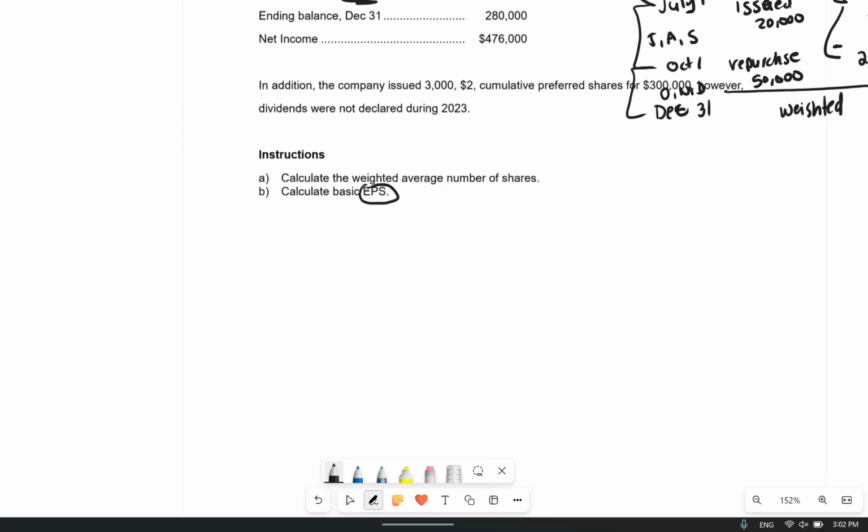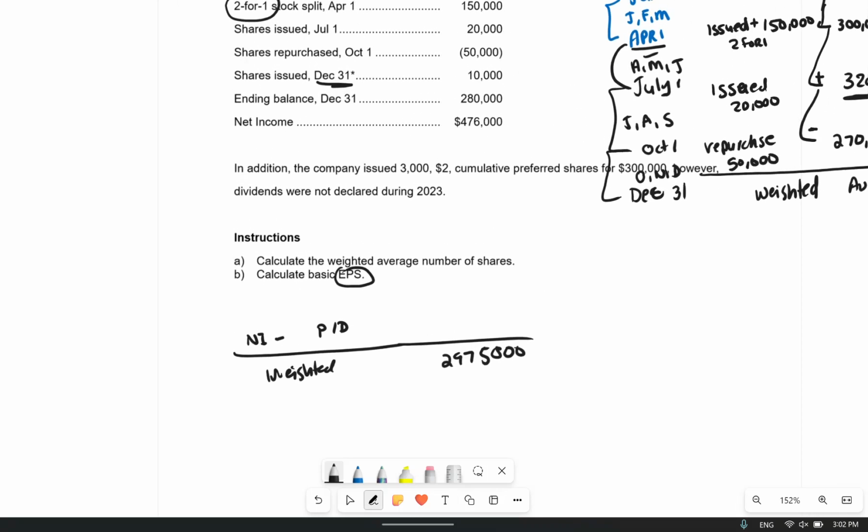Going further, we needed to calculate the earnings per share. My earnings per share formula is net income minus your preferred dividend divided by weighted shares outstanding. We just calculated the weighted shares outstanding, 297,500. My net income, they told us in the question, is 476.